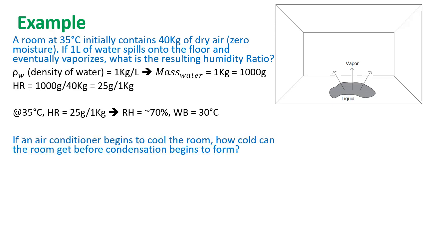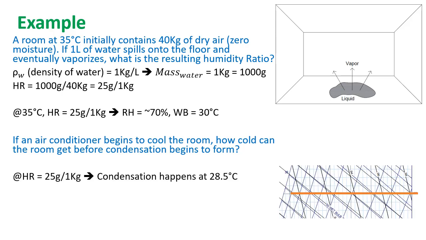Now if an air conditioner begins to cool the room, how cold can the room get before condensation begins to form? Again, with the same technique to find the dew point, we can find out that the condensation will happen at almost 28.5 degrees Celsius.